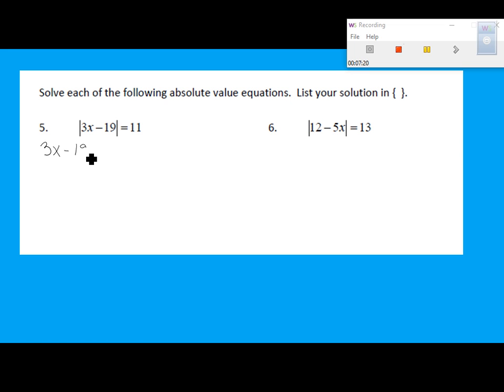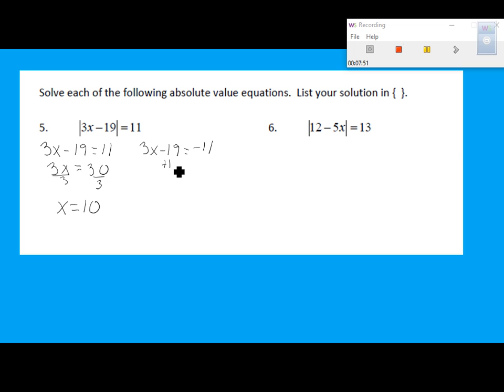3x minus 19 is 11. That means 11 units to the right. 3x minus 19 equal negative 11, meaning 11 units to the left. Now solve those 2 linear equations. I'm going to add 19 to 11 and get 30. I'm going to divide both sides by 3 and get x to be 10. So one of my solutions is 10.